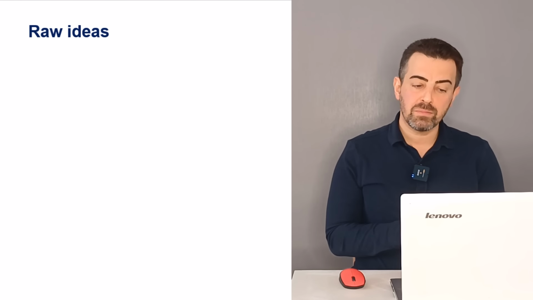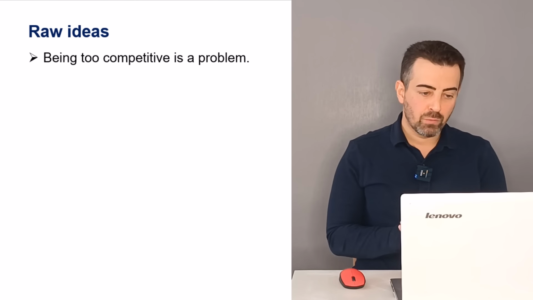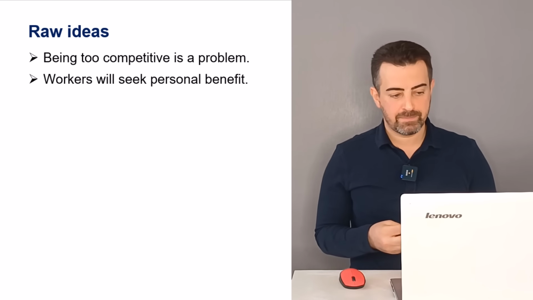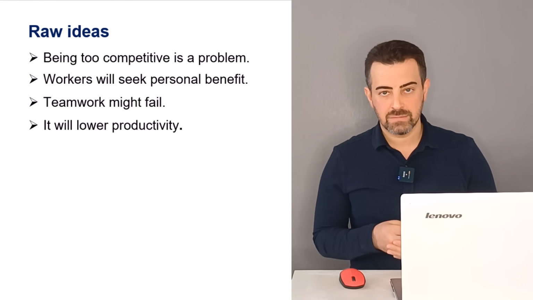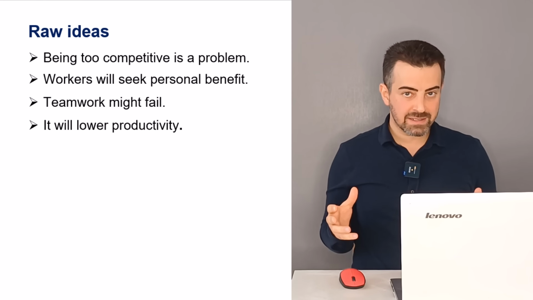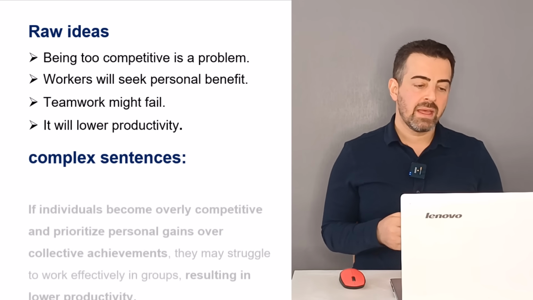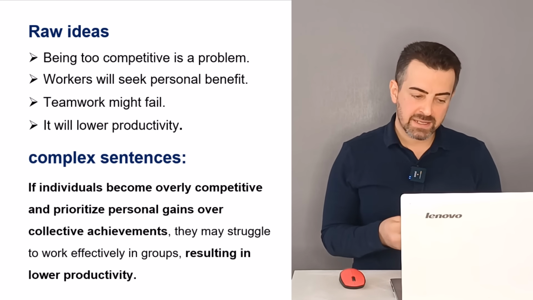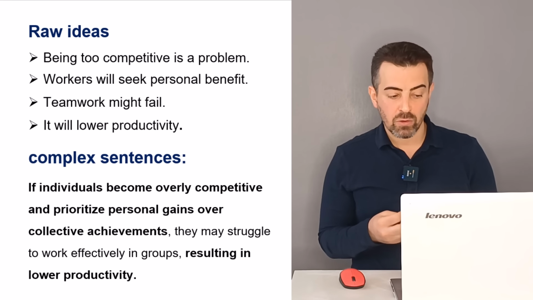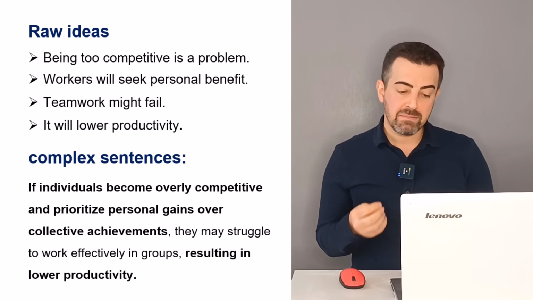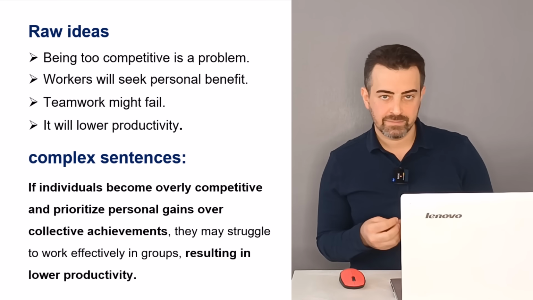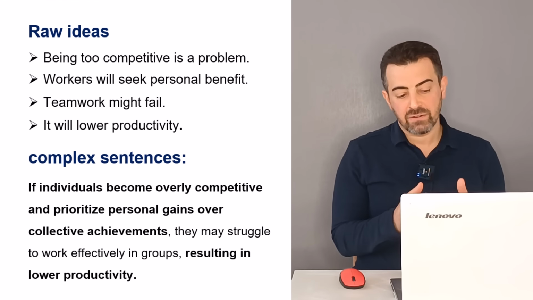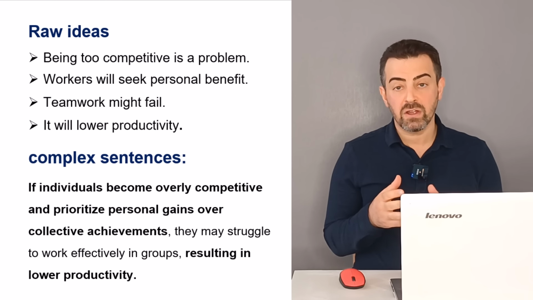Now let's look at the last example. These are the ideas. Being too competitive is a problem. Workers will seek personal benefits. Teamwork might fail. It will lower productivity. So how can I combine them into a complex sentence? Let's look at this example. If individuals become overly competitive and prioritize personal gains over collective achievements, they may struggle to work effectively in groups, resulting in lower productivity. So you can see that the first adverbial clause is a clause of condition.